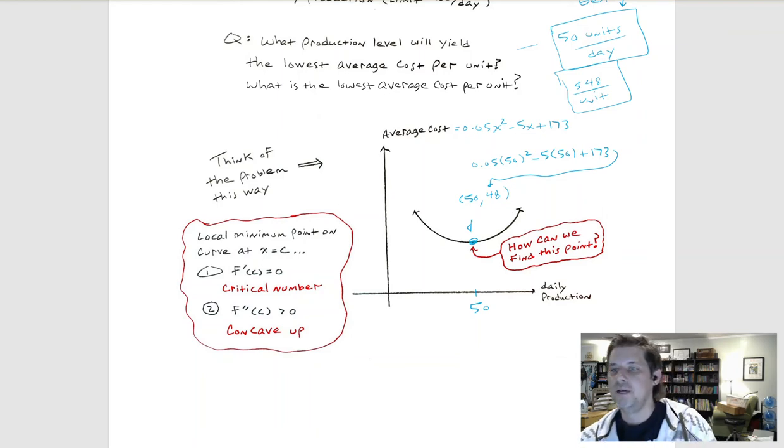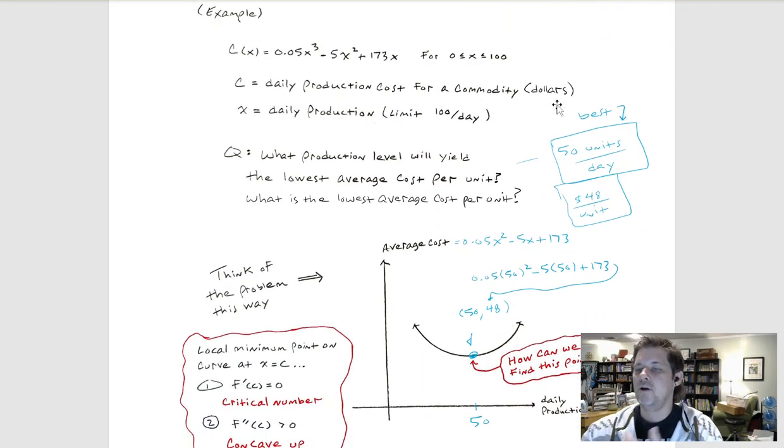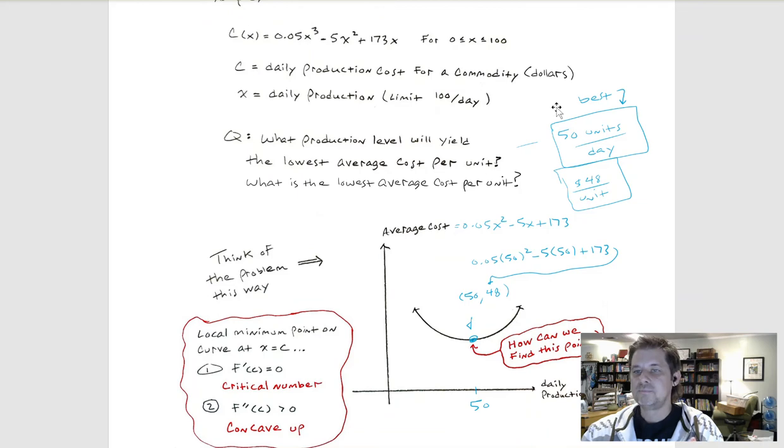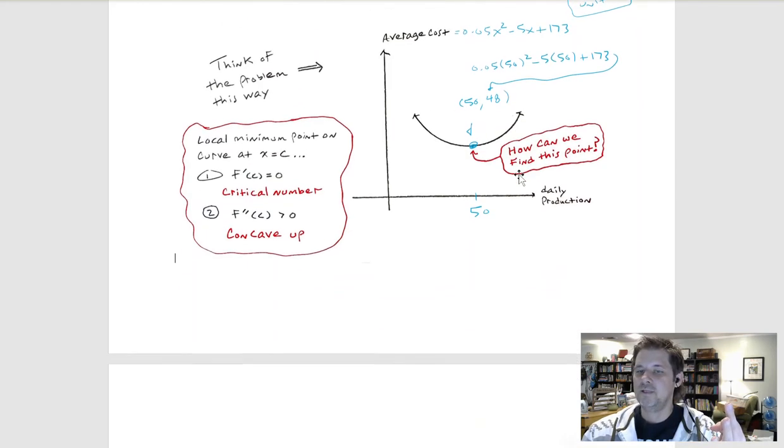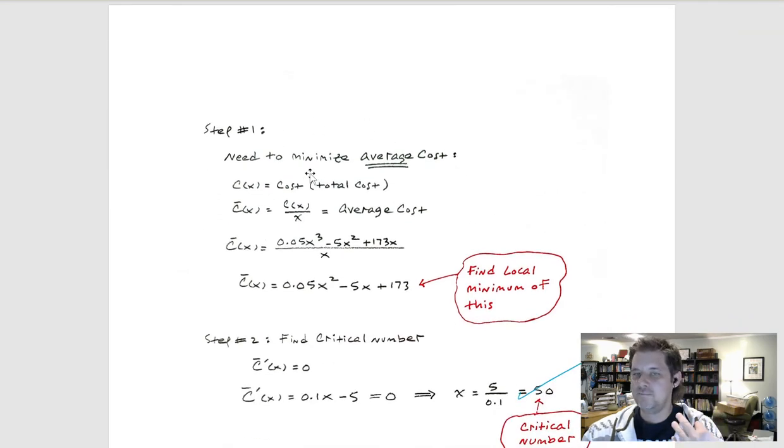Now, that's how we go about answering something like this. I guess you could say there's three elements. First, we need whatever kind of function you're talking about. If you're talking about minimizing revenue, you need a revenue function. If you're talking about minimizing cost, you need a cost function. If you want to maximize profit, you need a profit function. So you need a function for whatever it is you're trying to maximize or minimize.